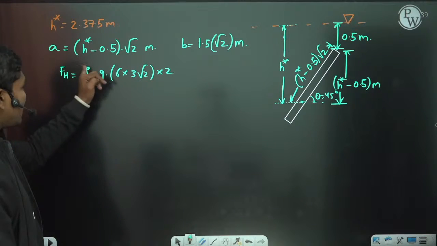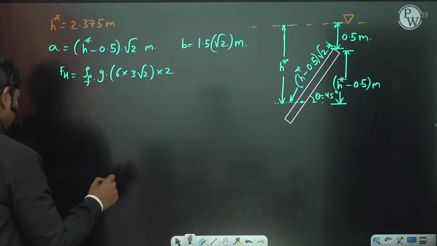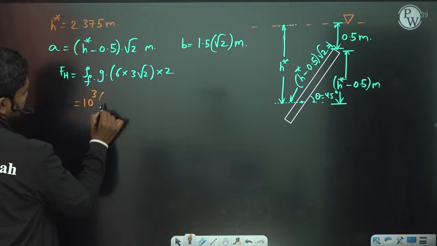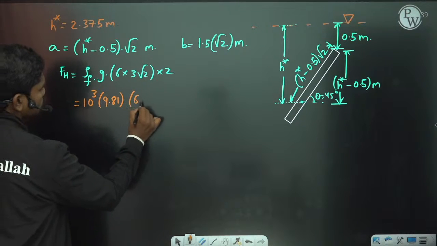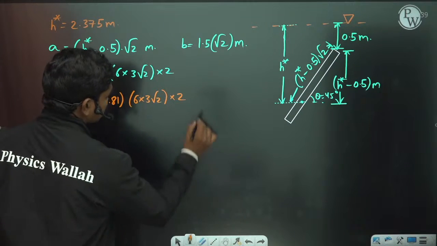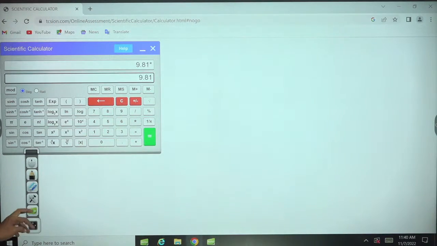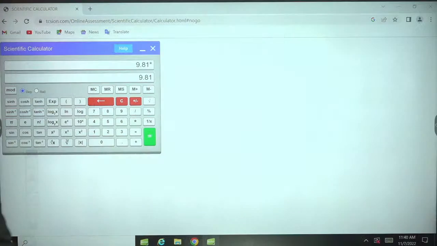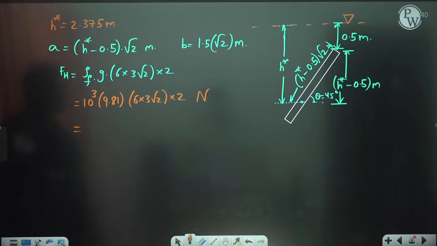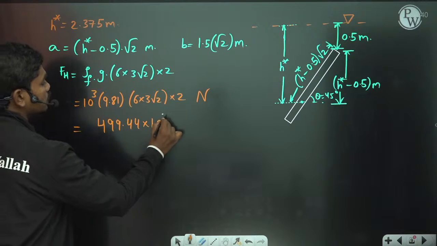So now you have A value, B value and FH value. If you simplify, let us convert to newtons only, no issue. So 10 cube times 9.81, 6 into 3 root 2 into 2, these many newtons. Let us calculate this value quickly. 9.81 into 6 into 2 is 12, times 3 root 2. So this is 499.44 into 10 cube, 500 kilonewtons almost.